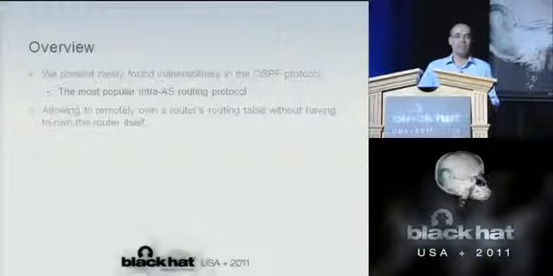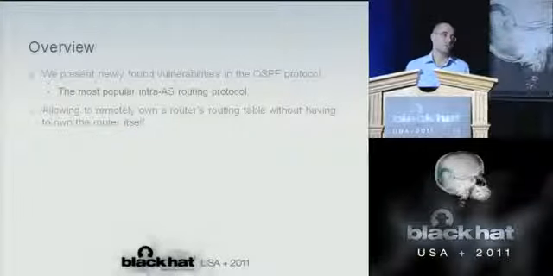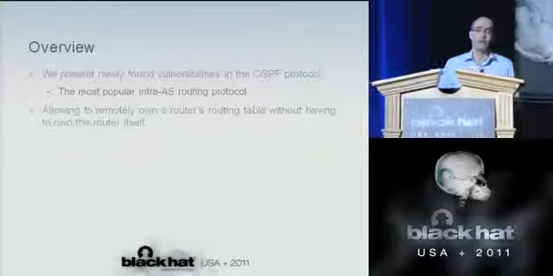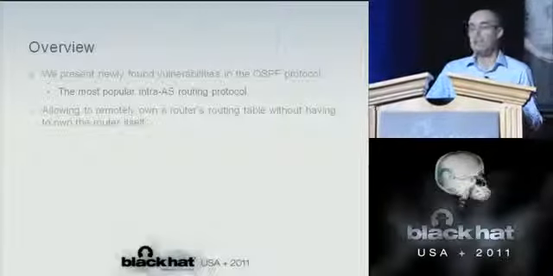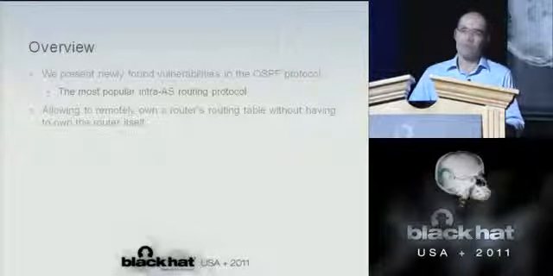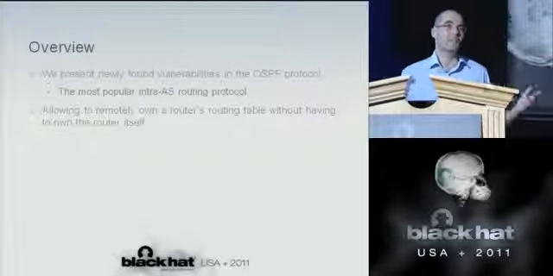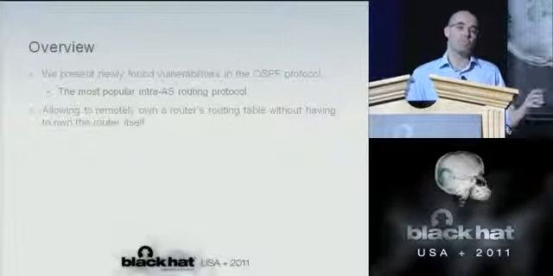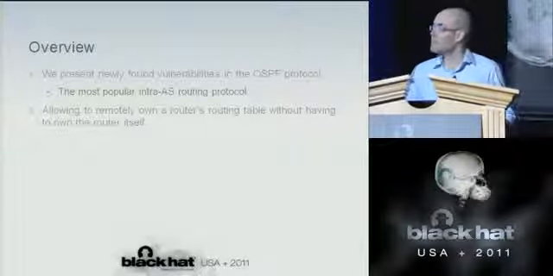Let's begin with a general overview of what you're going to hear. I'm going to present today some newly found vulnerabilities in the OSPF protocol, which is probably the most common or popular routing protocol inside autonomous systems. These attacks allow an attacker to remotely own the routing table of another router without actually having to control or own the router itself. This is, of course, very desirable for the attacker since he doesn't have to get remote code execution on the remote router. You just have to execute the attacks I'm going to present.